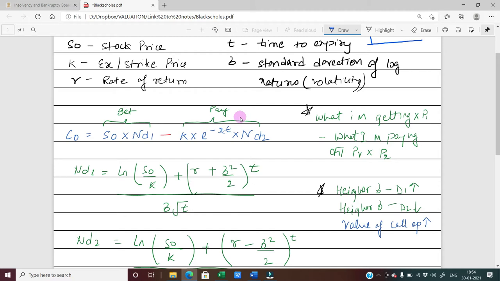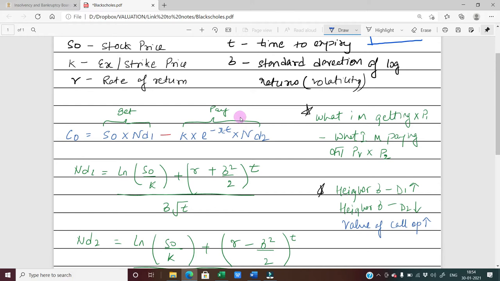The second part is the value that we are going to pay. On the exercise date, what we are going to pay is the strike price. E to the power minus RT is nothing but the present value of the strike price. So the second term is the strike price multiplied by e to the power minus RT, multiplied by the probability of that exercise price coming into play.